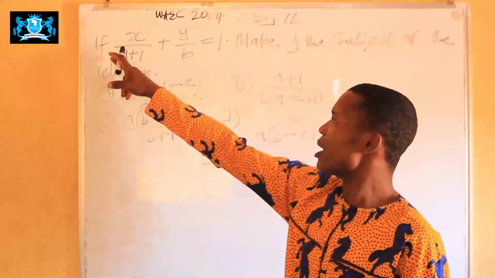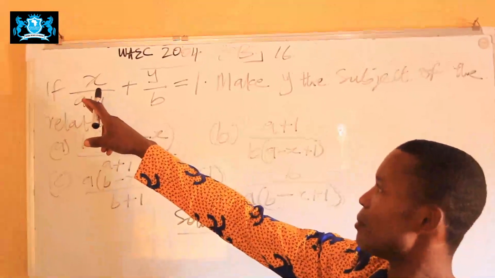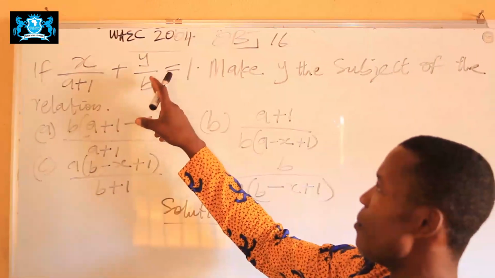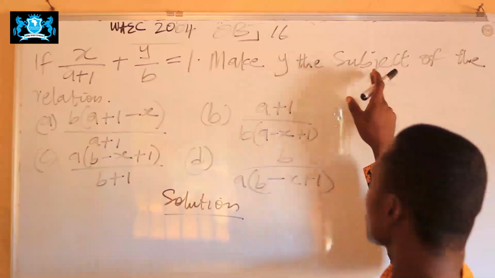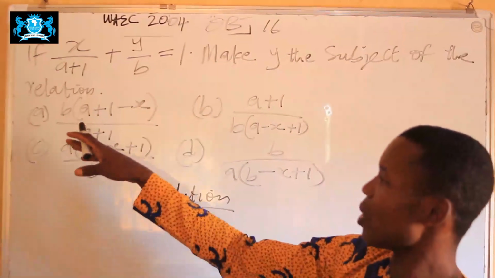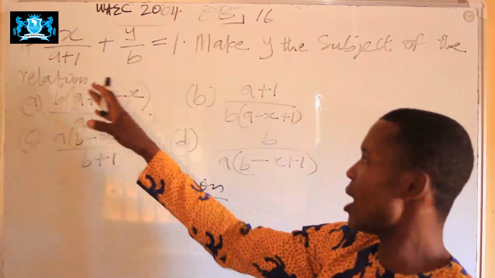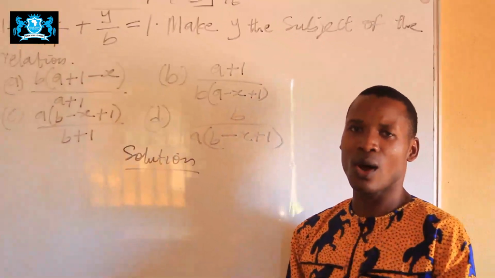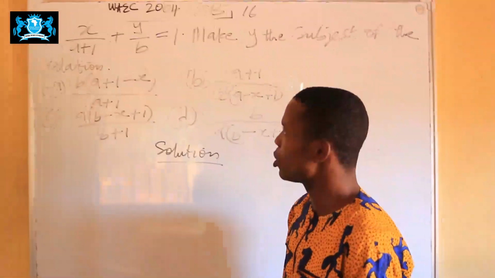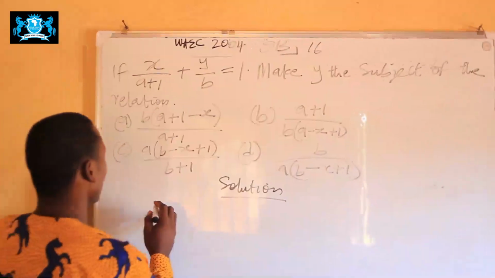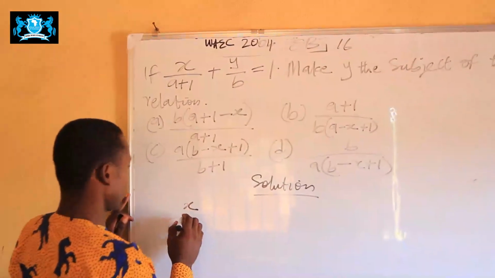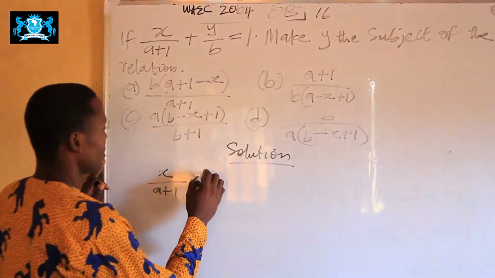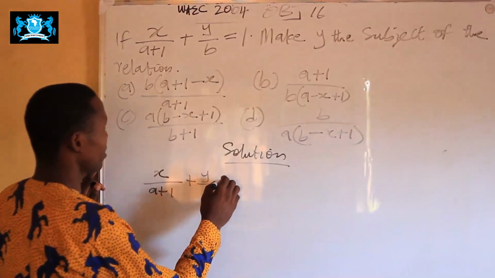So they say if x all over a plus 1 plus y all over b equals 1, make y the subject of the relation. So we have option A, option B, option C, option D. So we are going to solve to know the right answer. What do we do? We have x over a plus 1 plus y over b equals 1.